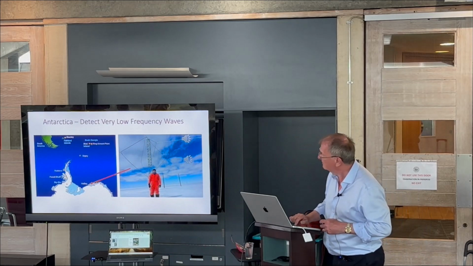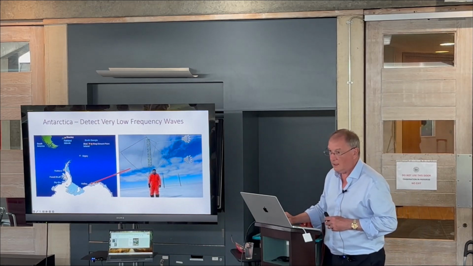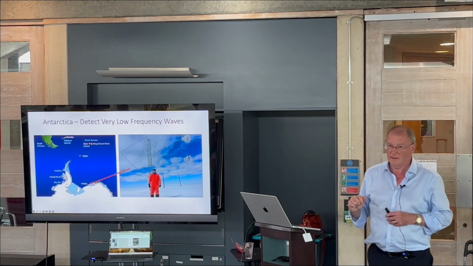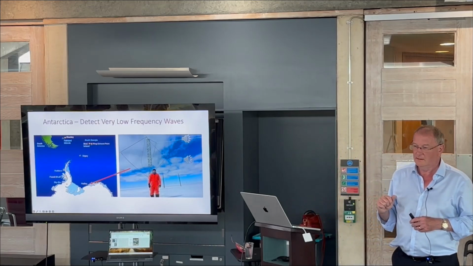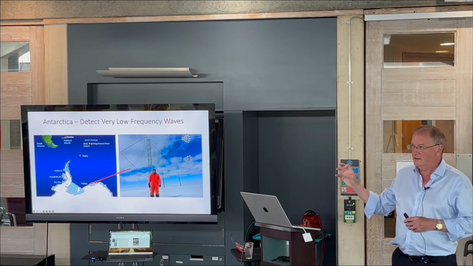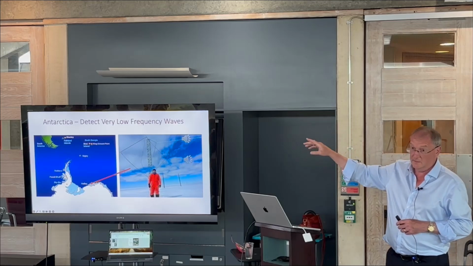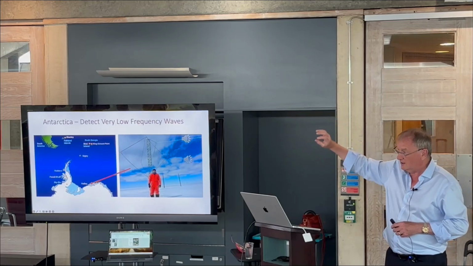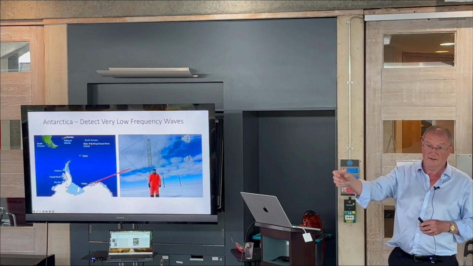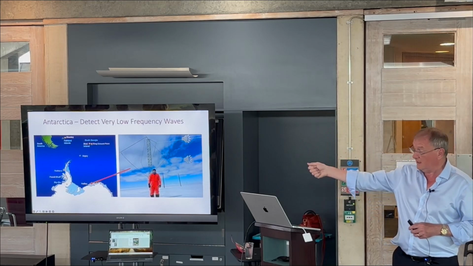I'm going to see if I can find it there. Can you hear that? So those are signals which have come from space, from the radiation belt I just showed you. They're guided along the Earth's magnetic field down to the ground, and we pick them up in Antarctica.